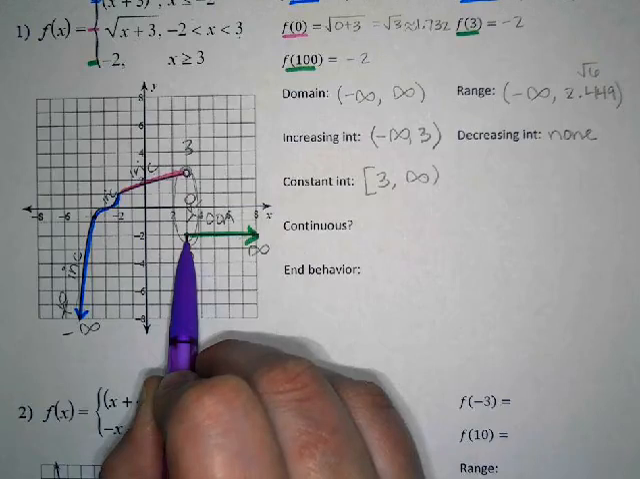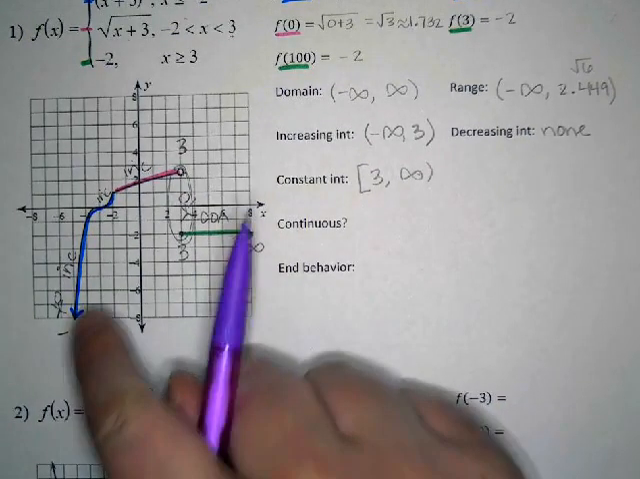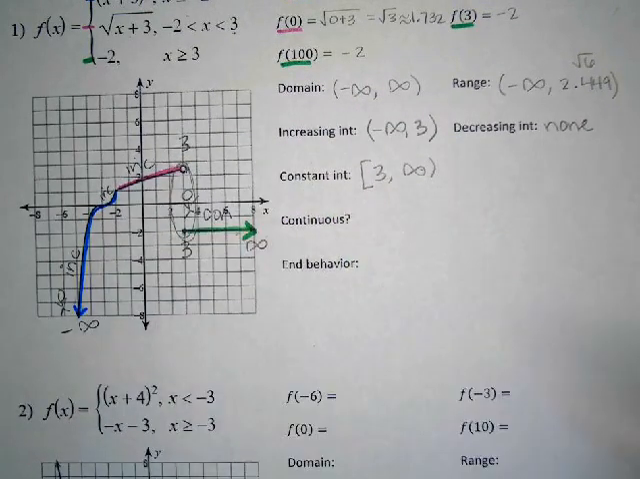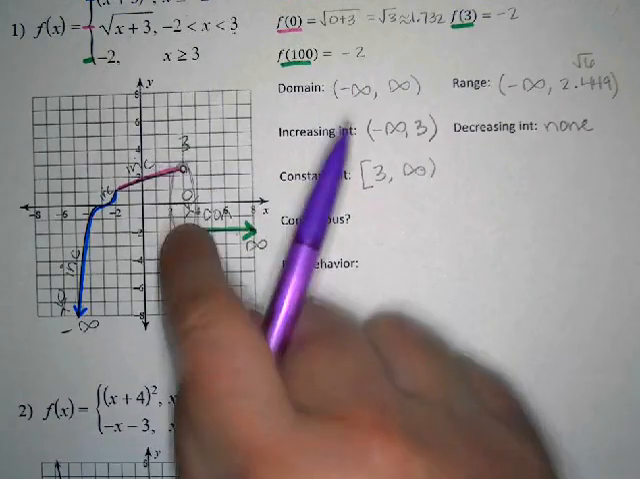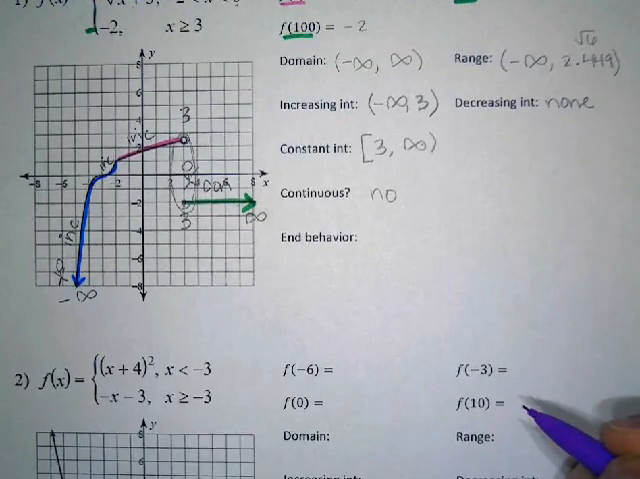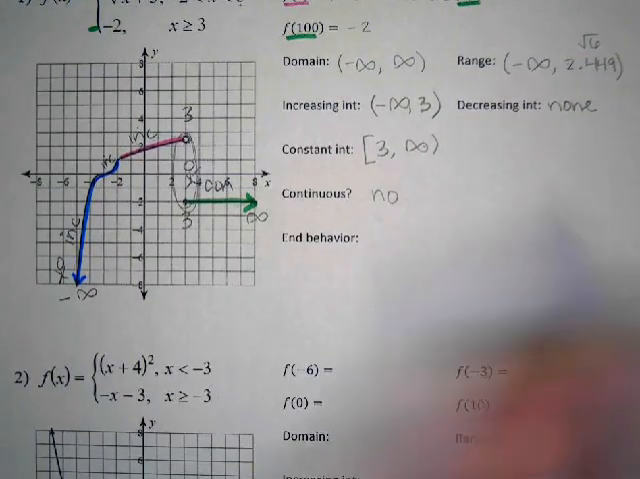Okay, continuous. If I trace this with my finger, can I trace the whole thing without picking up my finger? Nope, I got to pick up my finger to jump over here. So this graph is not continuous. Okay, end behavior, I'm going to look at my left arrow.